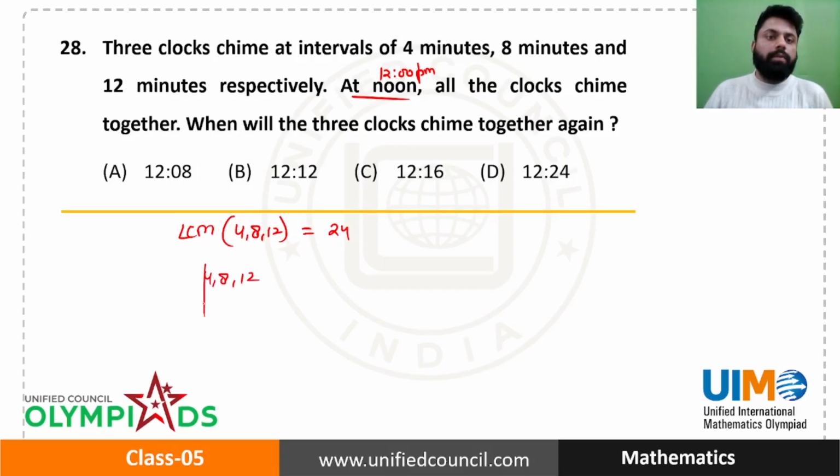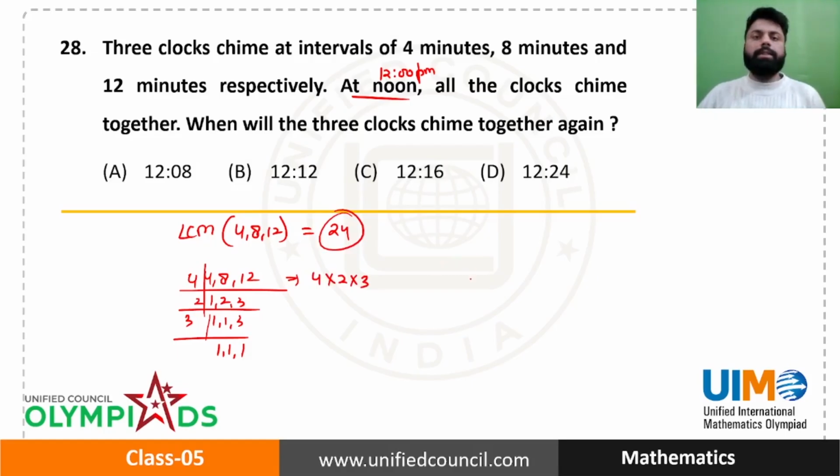4, 8, 12. So this is by 4, 1, 2, 3. Then by 2, 1, 1, 3. Then by 3, 1, 1, 1. So LCM is equal to 4 into 2 into 3, 24. After 24 minutes, it is going to chime together again. So that is 12:24.